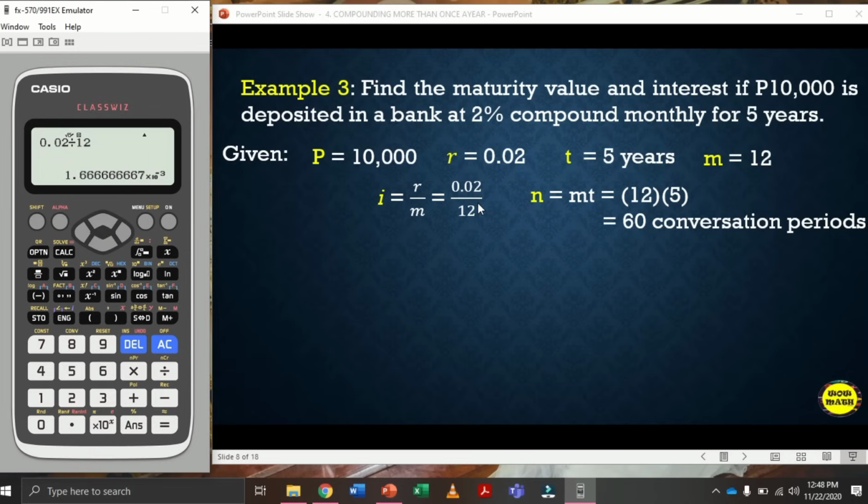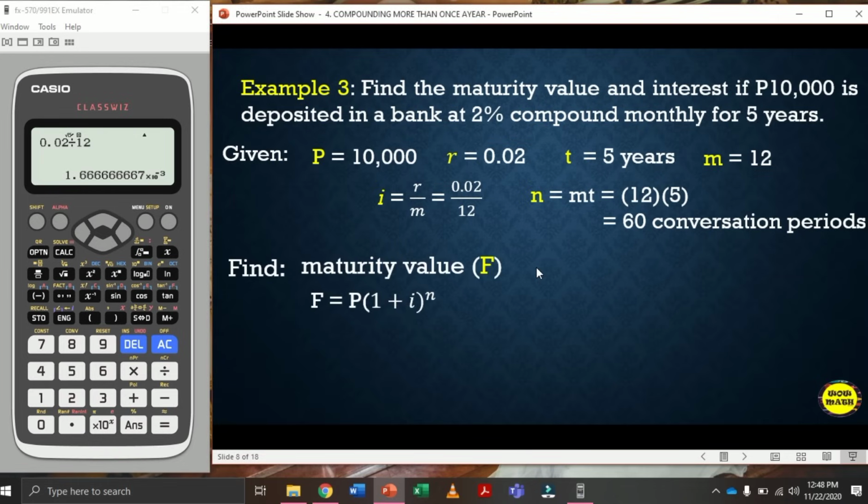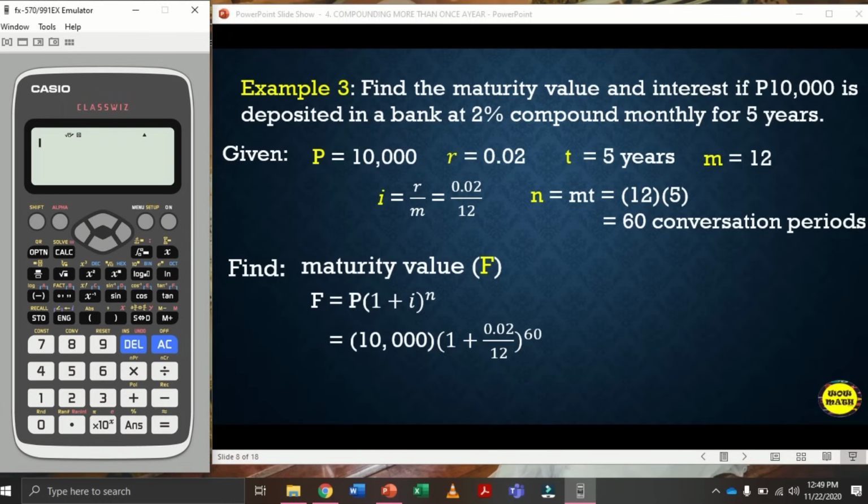So, yung kanina kasi, 0.005 lang talaga. Ito kasi sobrang haba. Kaya, hanggang dyan lang siya. 0.02 divide 12. Yan na mismo yung gamitin natin. And then, yung N natin, since yung M natin is 12, and T is 5, so that is 60 conversion periods. So, ang hinahanap ulit natin dito is the maturity value, the future value. So, using the formula, yung kanina, that is P times 1 plus I raised to N. So, gamit lang yung calculator nyo. Okay? So, using your scientific calculator, that is 10,000.